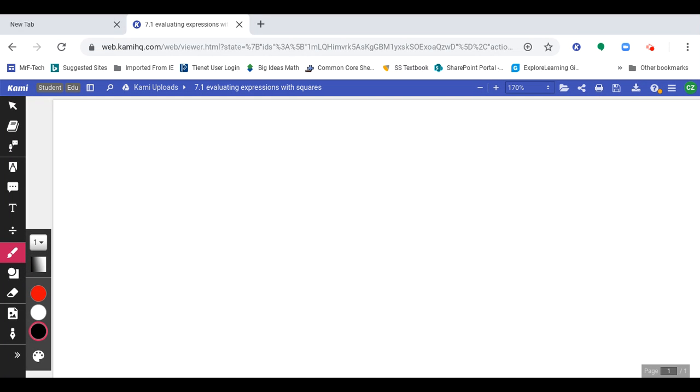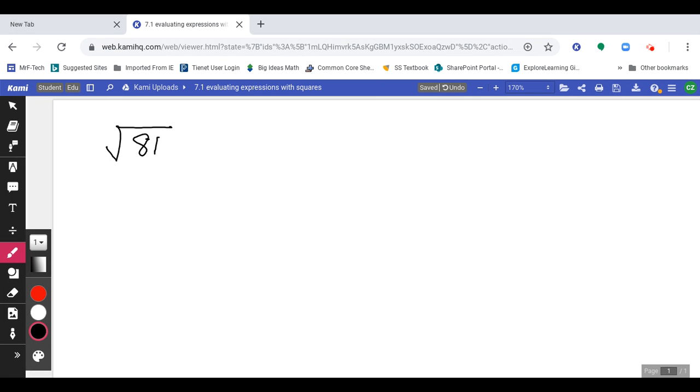Okay, guys and girls, we are going to talk about square roots and evaluating expressions with square roots. So one of the first things I wanted to cover was square roots. If you see the radical sign, that is the radical sign, and underneath it will be what we call the radicand. And in this case, we'll make it 81, which is a perfect square.